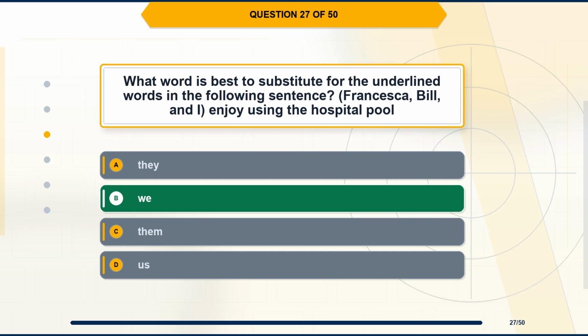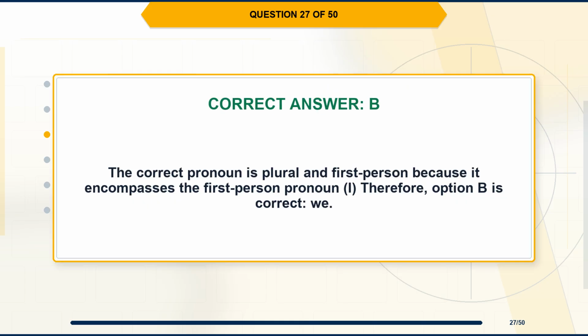The correct answer is option B, we. Explanation. The correct pronoun is plural and first person because it encompasses the first person pronoun, I. Therefore, option B is correct, we.